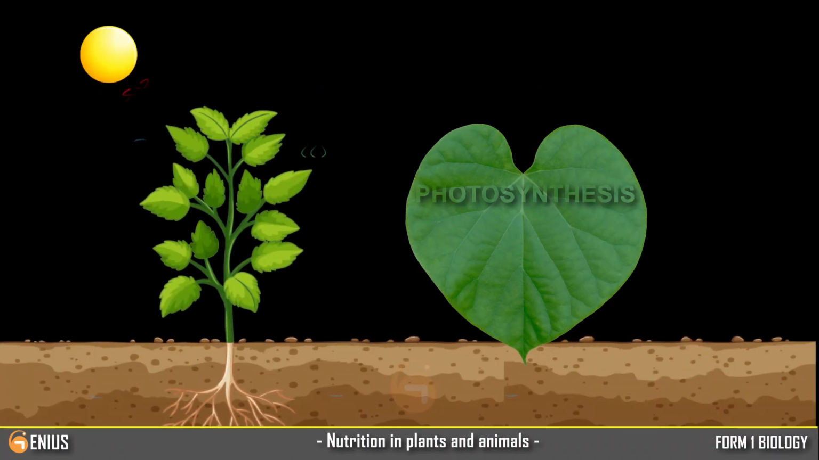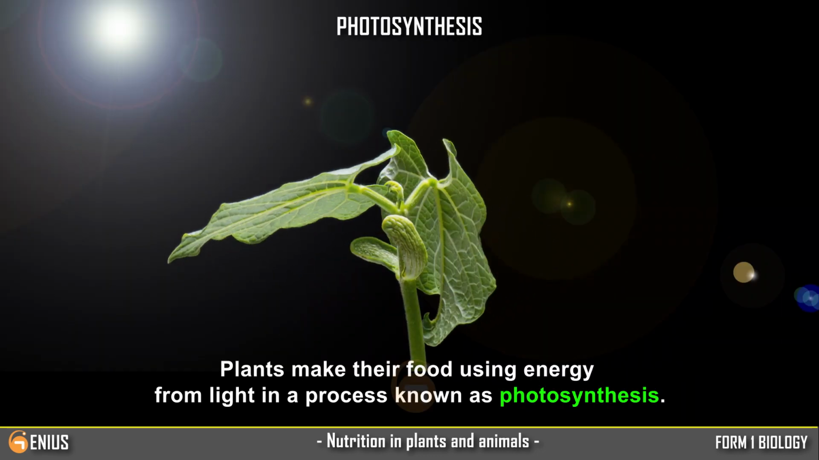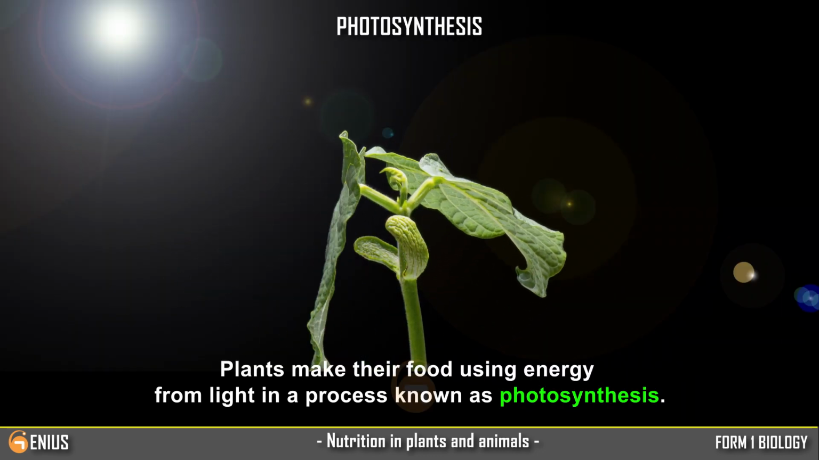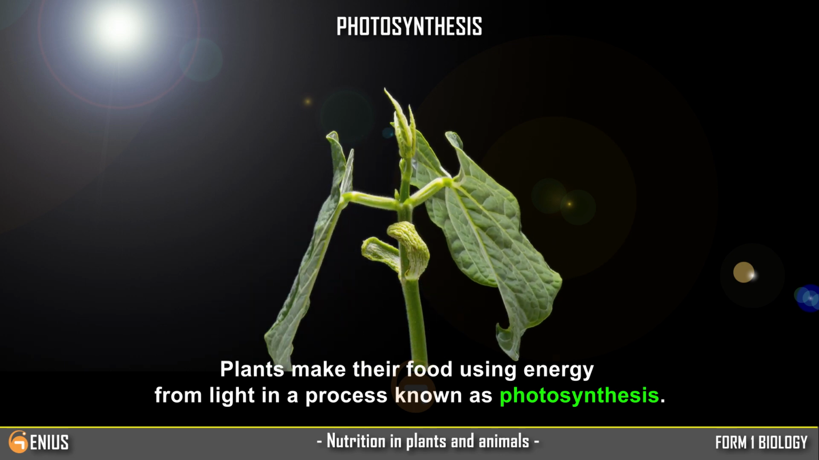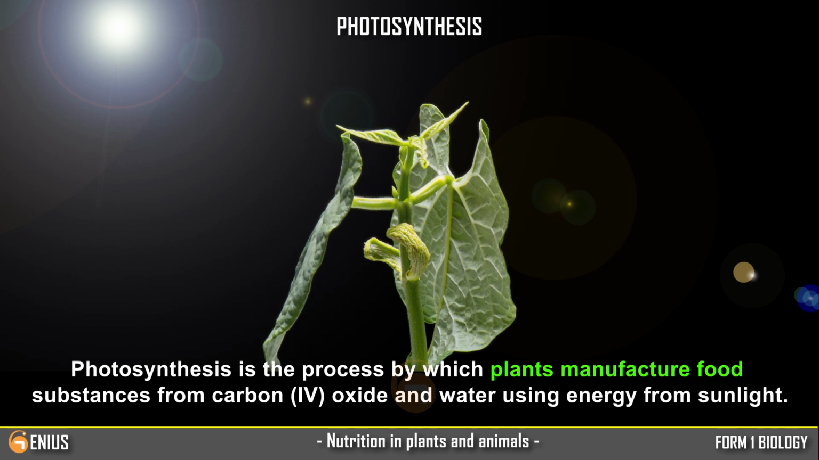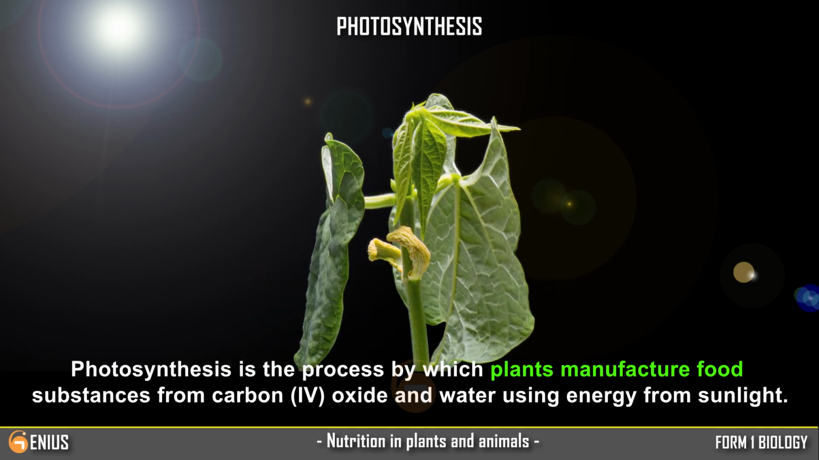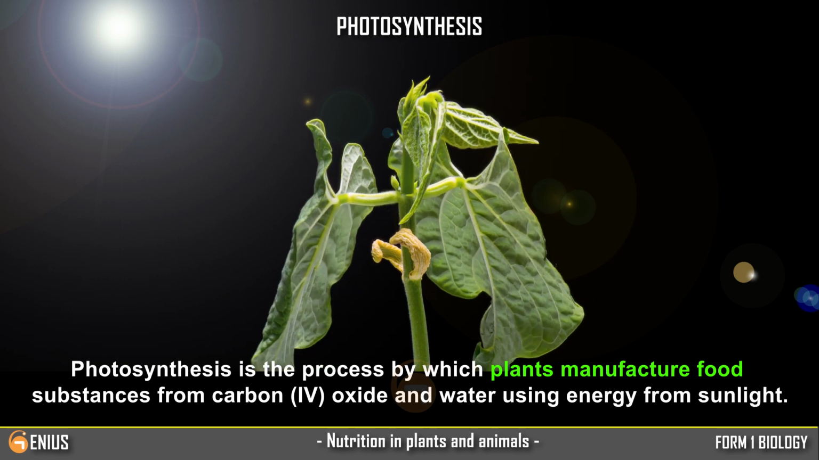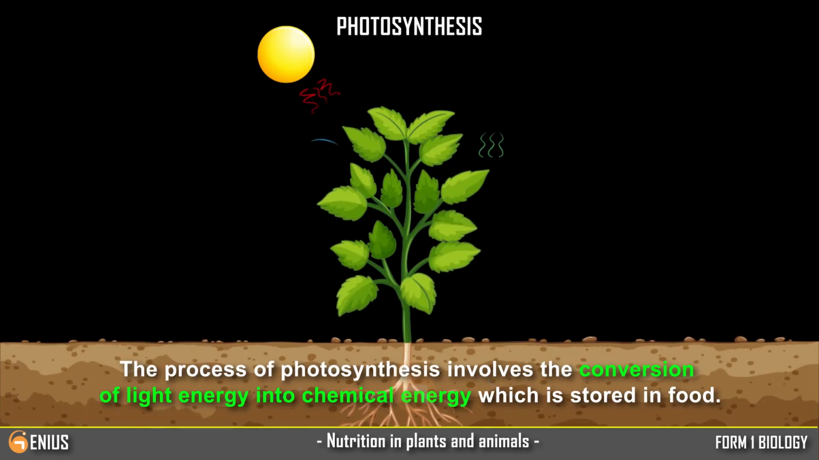Photosynthesis. Plants make their food using energy from light in a process known as photosynthesis. Photosynthesis is the process by which plants manufacture food substances from carbon dioxide and water using energy from sunlight. The process of photosynthesis involves the conversion of light energy into chemical energy which is stored in food.